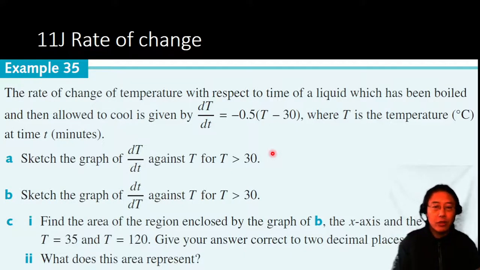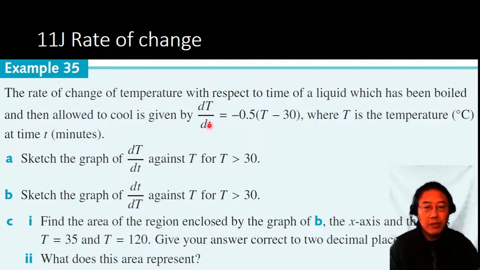Another application, just to mix up a little different units. So here you have a rule, dT over dt is equal to that rule. Just be mindful of the variables used here. Capital T is the temperature in degrees Celsius, and lowercase t is the time in minutes.